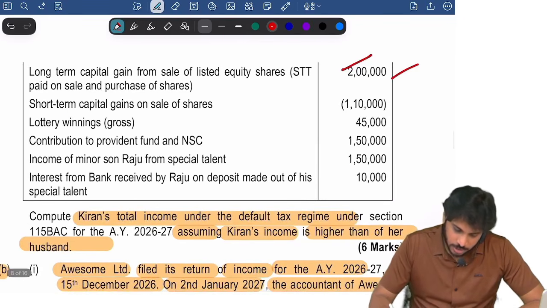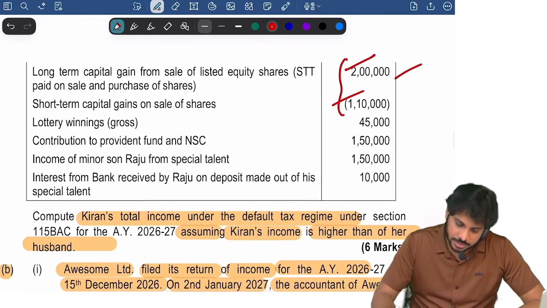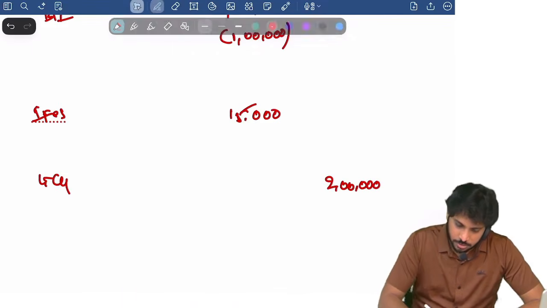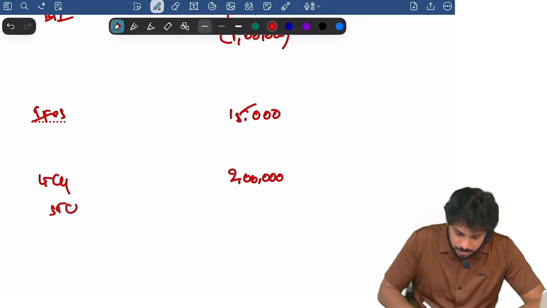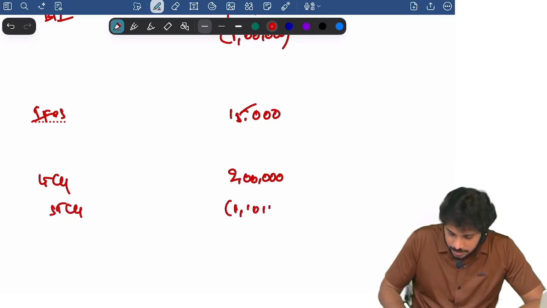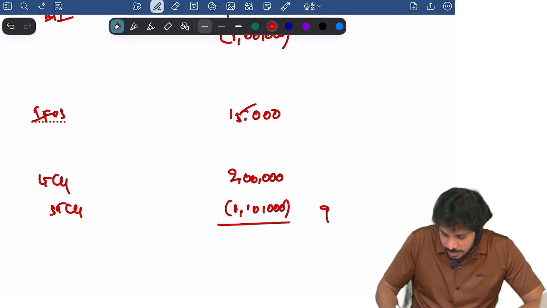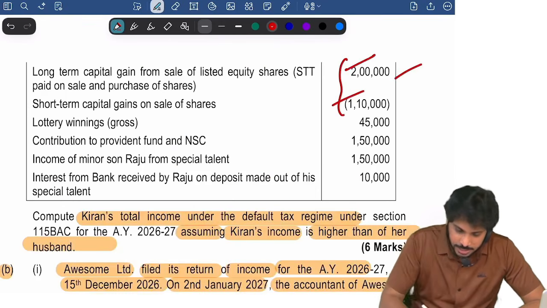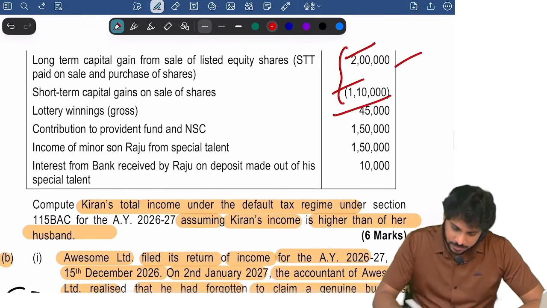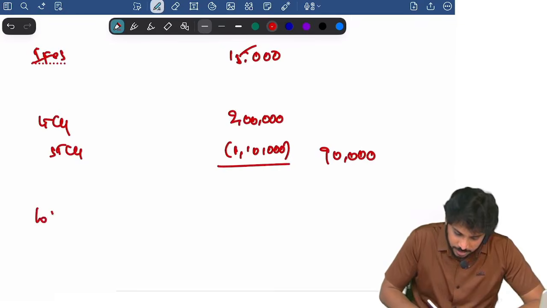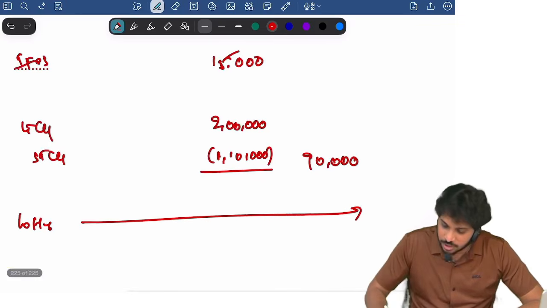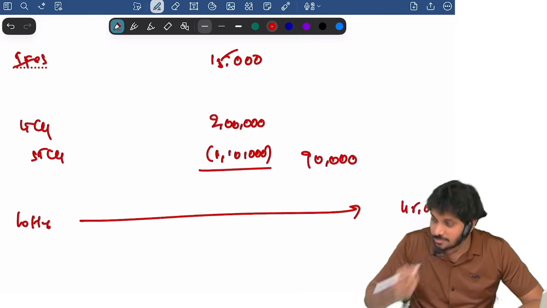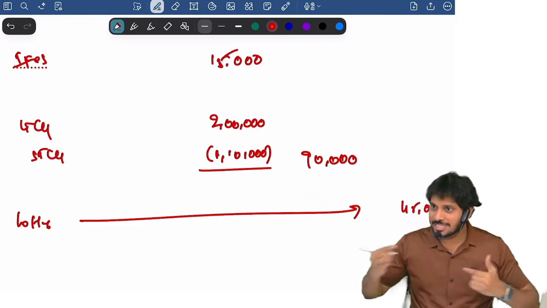Next, short-term capital gain on sale of shares. Ayyo, I can set off these 2 happily. Yes or no? How much is the short-term capital gain? 1,10,000. So I will apply intra-head set off, and in the middle column it is 90. Next, lottery winning. I should not apply set off on anything. Yes or no? I will directly take it to the outer column. How much is that? 45, because I should not apply set off on this. Am I right? You're able to understand?